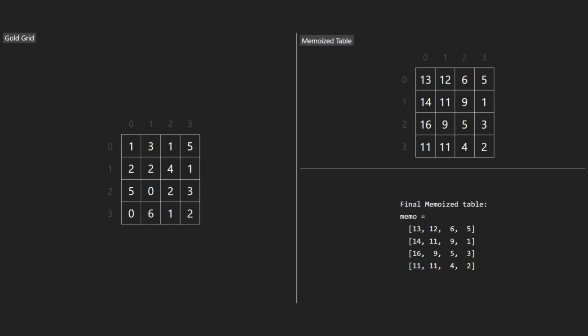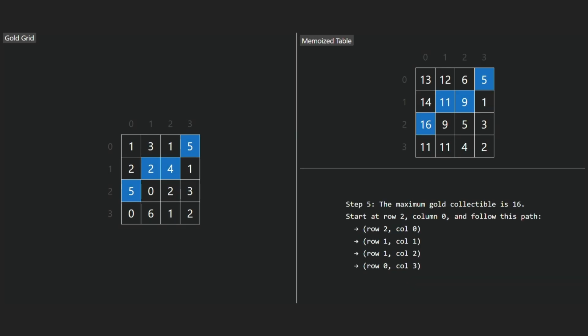Finding the overall maximum. To get the best total, we look at column 0's entries, 13, 14, 16, 11. The highest is 16 at row 2. That means the optimal starting cell is row equals 2, column equals 0.